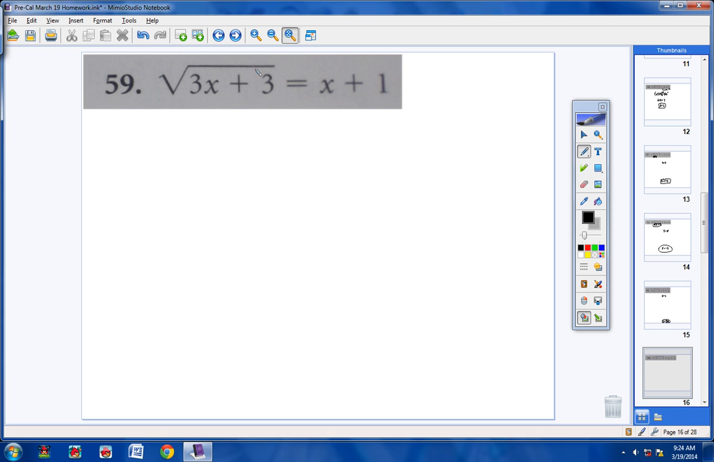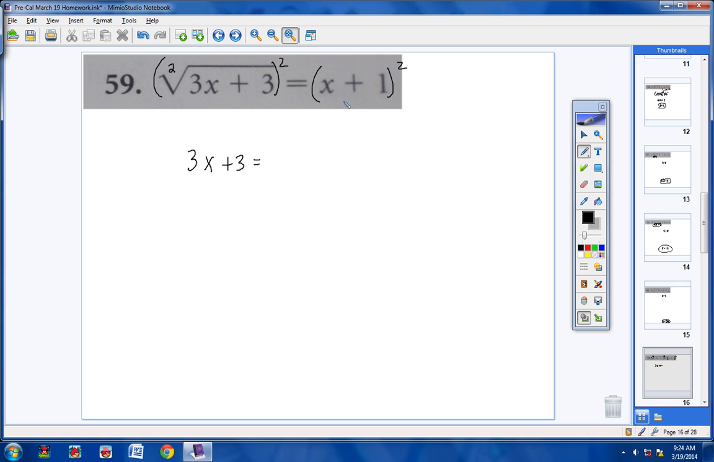All right, number 59, I want to eliminate this radical. Thankfully, it's already all by itself, so I'm going to simply take this square root and I'm going to square it. But if I square one side, I must square the other side. And so when I do that correctly, when you square a square root, you're left with the radicand.